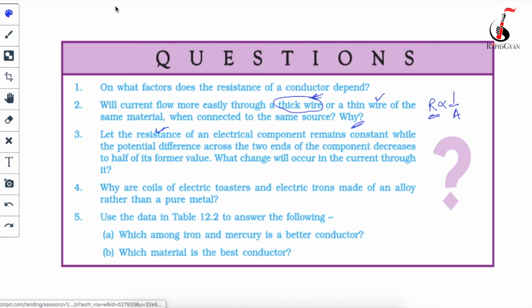Next question: will the current flow more easily through a thick wire or a thin wire of the same material? Now you guys tell me, what will be the answer for this question? In which wire will the current flow more easily, thick or thin? We know that resistance is inversely proportional to the area of cross section, means more the area, less is the resistance, and if less is the resistance, more is the current, correct? So of course in the thicker wire the current will flow more easily.